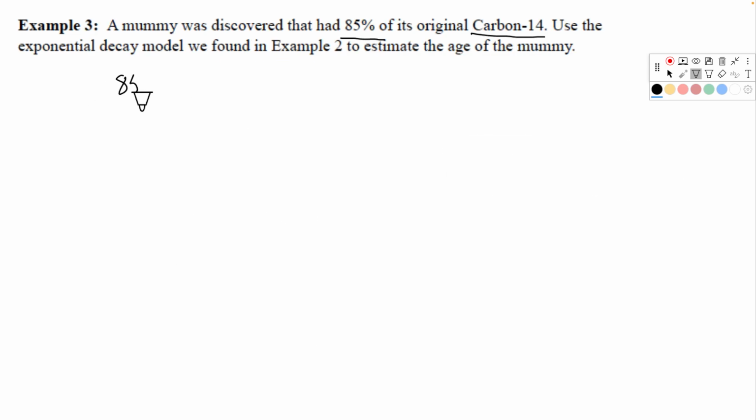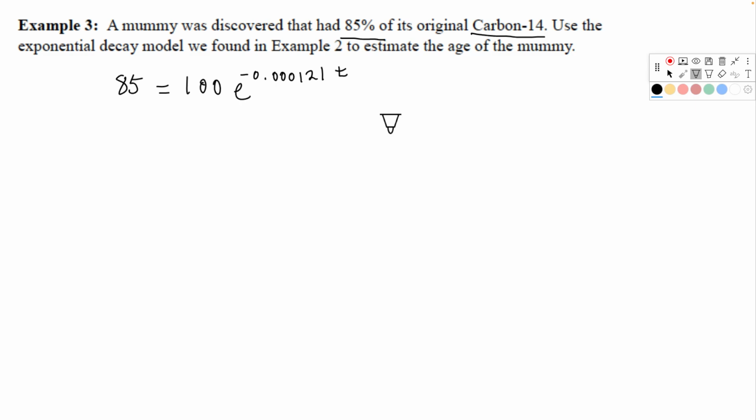The mummy has 85%, we'll call it 85 grams of carbon 14, started with 100. This is our 0.000121. I'm going to go that far just to be as accurate as I can. And then there's going to be a t here. We're going to solve for that time.